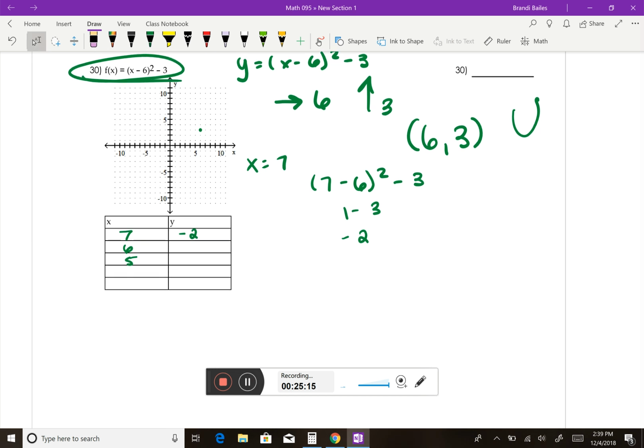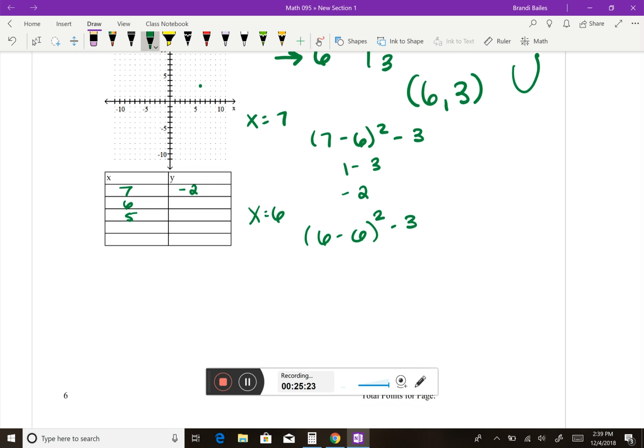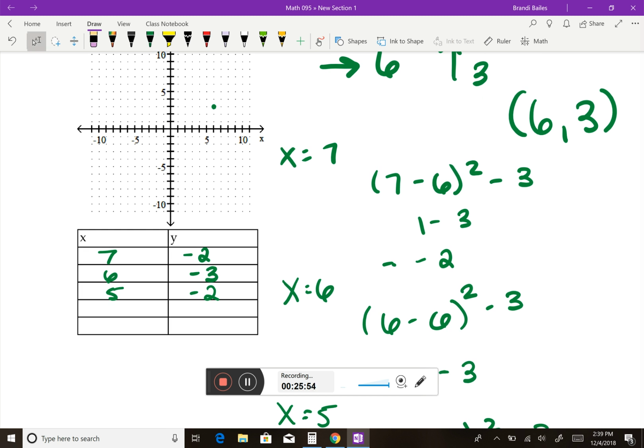Making sure that our value of 6 works how we expect it to. 6 should give me 6 minus 6 squared minus 3. And that will give me negative 3. Okay, and let's see. Plugging in our value of 5, we have 5 minus 6 squared minus 3. That will give us negative 1 squared, which will go back to positive 1, minus 3, and that'll give me a negative 2 once again. Negative 2.